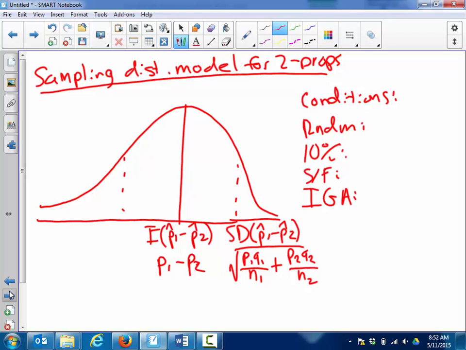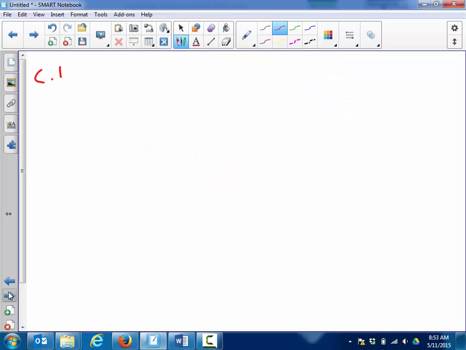Okay, so notice the overlap here. Randomization, 10%, success/failure. Those stick around for all your tests, confidence intervals, and sampling distribution models for proportions. The only thing that's additional when you talk about a second population on top of the first is this independent groups assumption, which you'll have to check. And that's, again, just saying, does it seem reasonable to think that the first group is not affecting the success or failure of the second?